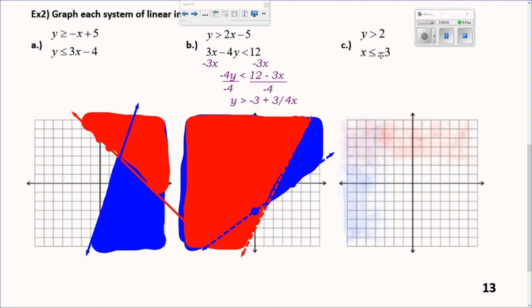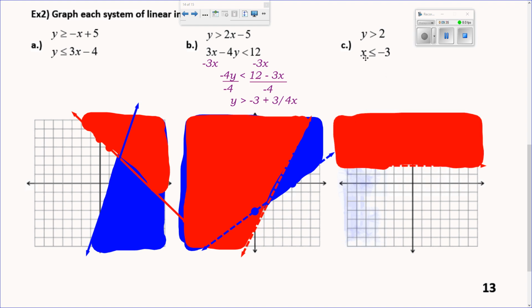And now the last one, we have y is greater than 2. So this is a horizontal-vertical type situation. When we have a y equals, am I going to do a horizontal line or a vertical line? That's actually going to be a horizontal line. And is it dotted or solid? It's going to be dotted. And since y is greater than 2, am I going to shade above or below that horizontal line? I'm going to shade above.